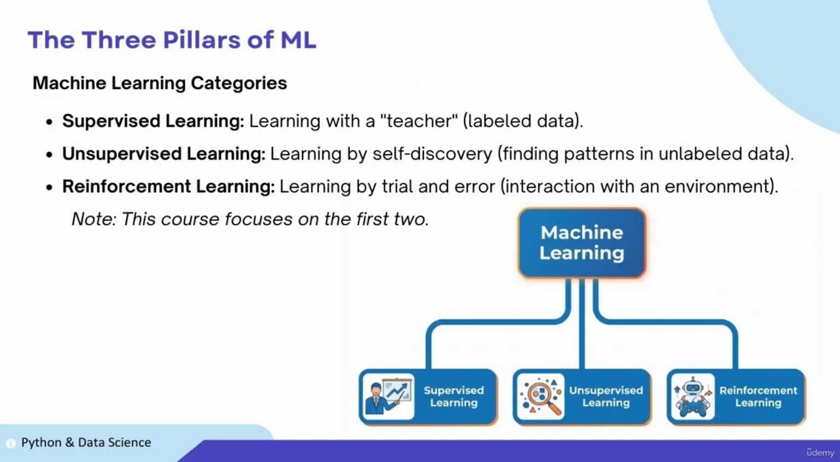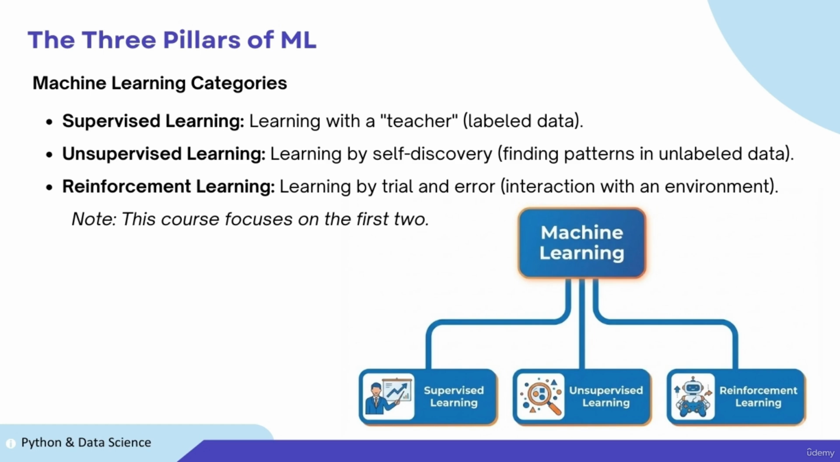There are 3 main pillars in the machine learning world. First, supervised learning. Think of this as learning with a teacher. You have the answer key, and you're training the model to get the right answers. Second, unsupervised learning. This is learning by self-discovery. There's no teacher and no answer key. The model has to find the patterns on its own.